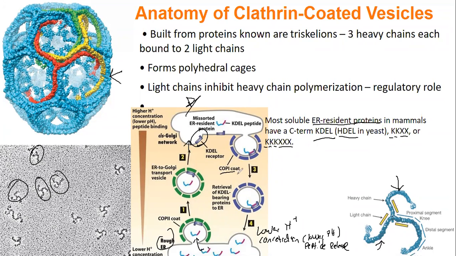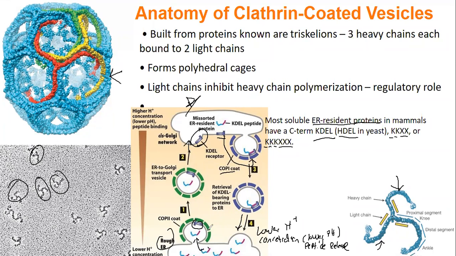Then these COP1 vesicles will take in your KDEL receptor and form a vesicle around them, go back to the ER, and they will deposit your ER resident proteins. And you notice COP2, we also have the receptor here.